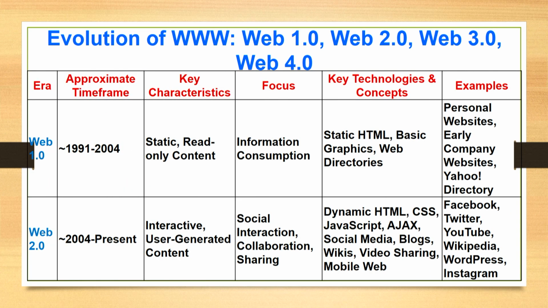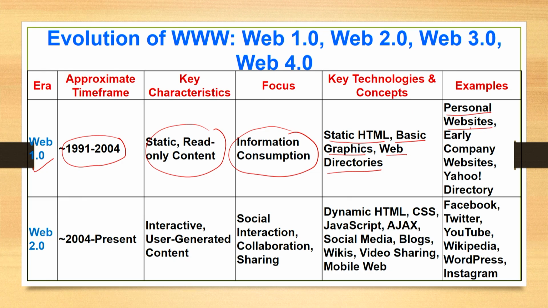Next is the evolution of the World Wide Web, that is from 1.0, 2.0, 3.0 and 4.0. So the first one was Web 1.0, and it was between 1991 and 2004. It was static read-only content, and it focuses on information consumption, and there they use static HTML, basic graphics and web directories. Examples are personal websites, early company websites, the Yahoo directory.